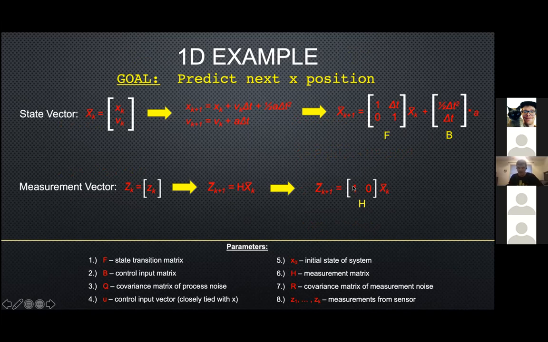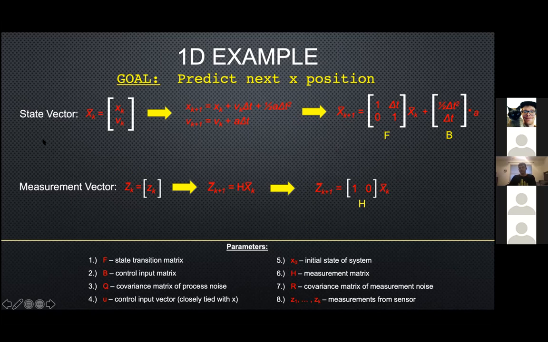And then that's just going to be, like I said, a 1 and a 0, because all we're doing is extracting out from X of K, which is both the position and the velocity, just the position. That's why there's a 0 here. We don't care about the velocity because all our sensor is measuring is position. So that's just going to be our new measurement.